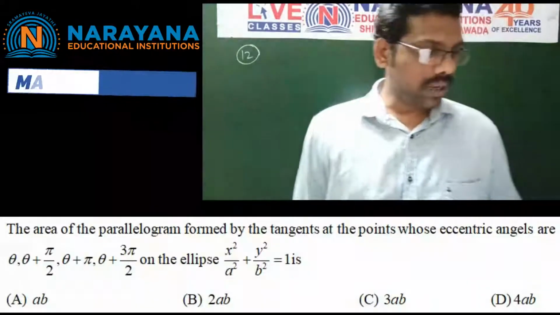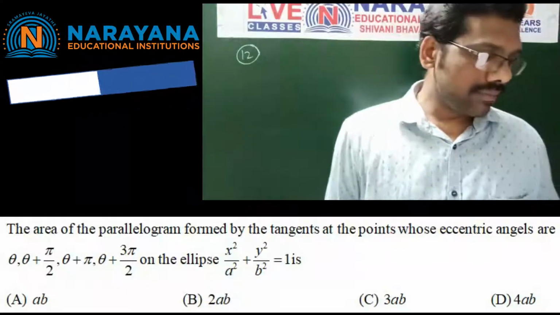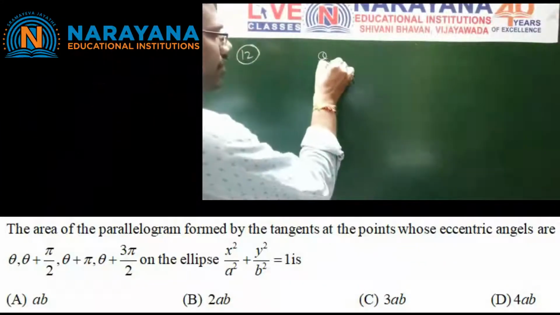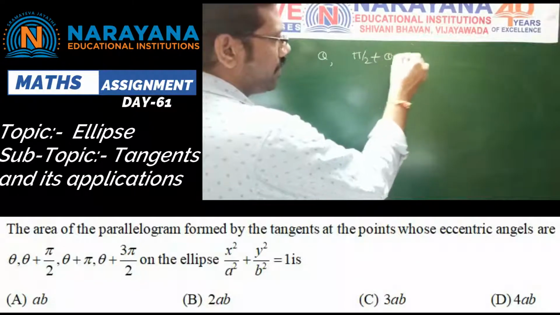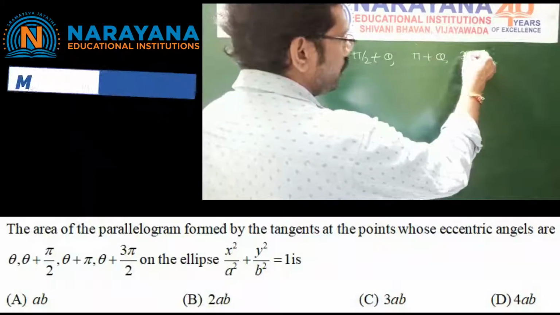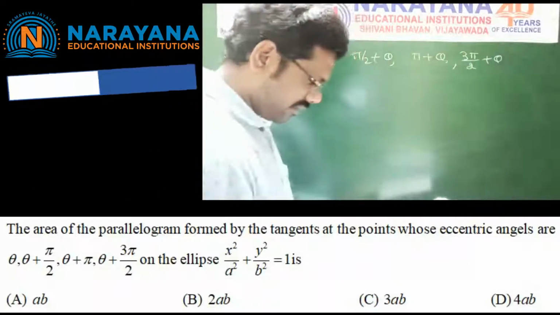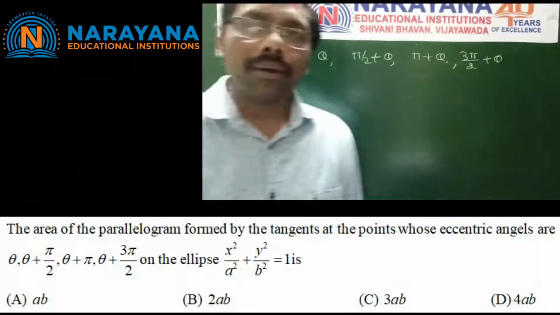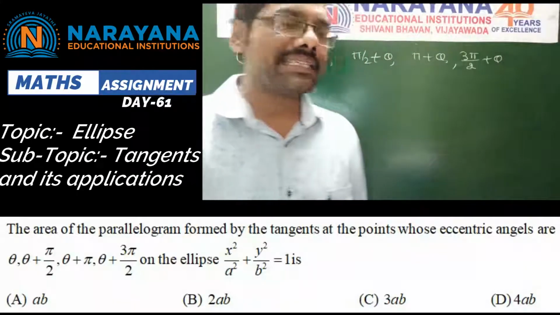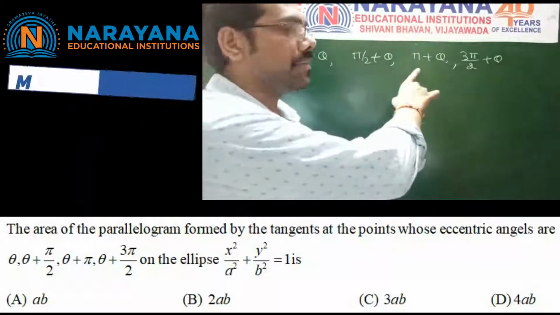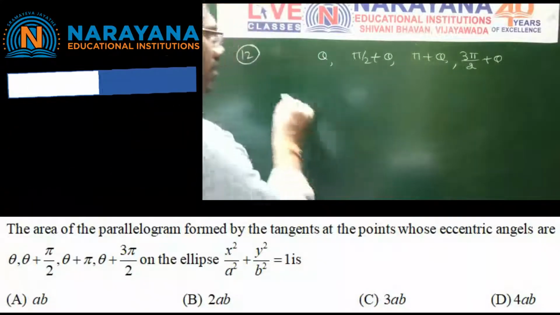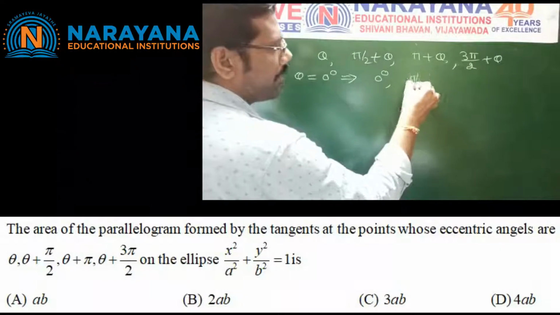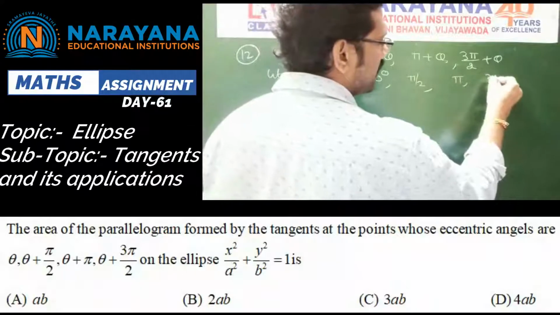This is question number 12. The area of the parallelogram formed by the tangents at the points whose eccentric angles are theta, pi by 2 plus theta, pi plus theta, 3 pi by 2 plus theta on the ellipse x square by a square plus y square by b square is equal to 1. Let us take theta as 0, that is 0 degrees, pi by 2, 180 and 3 pi by 2.